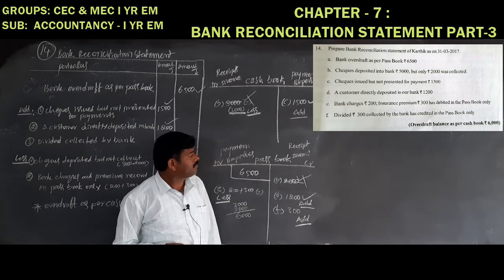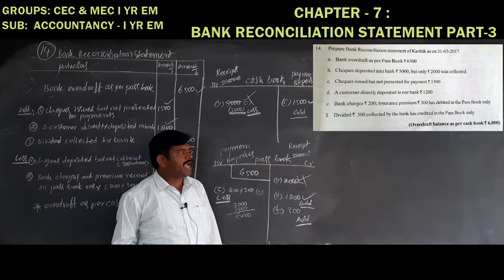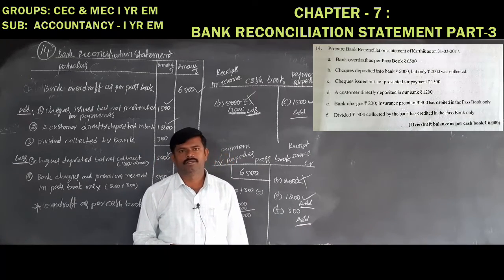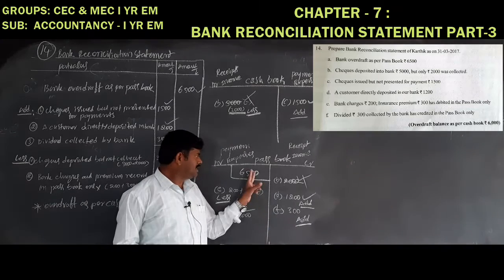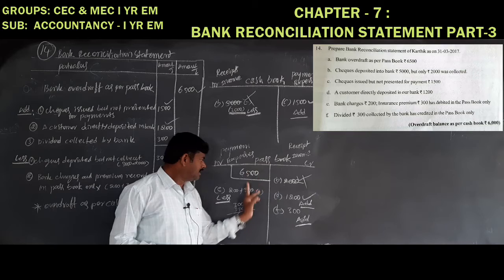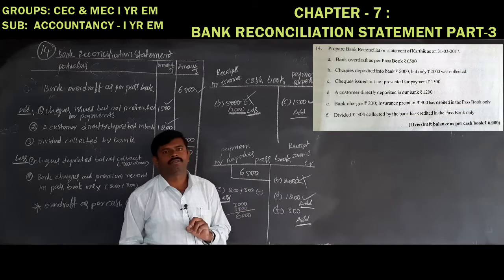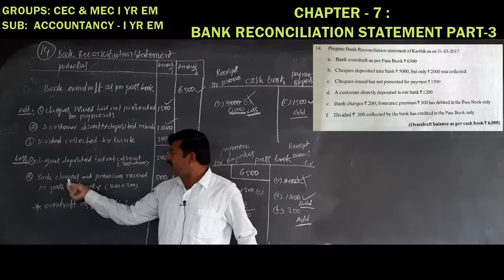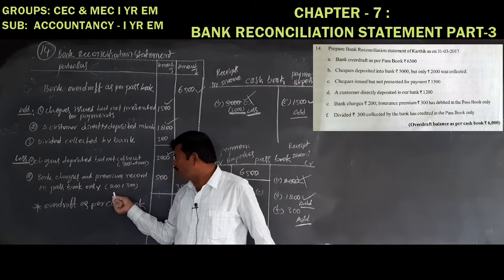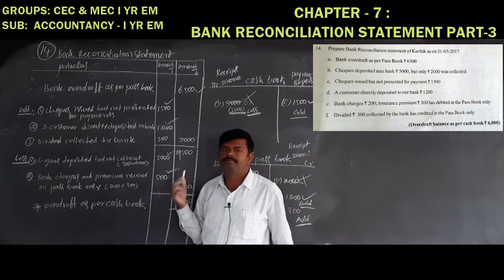Next, after D, this is the E. Bank charges and premium recorded in the passbook only. So this is on the starting point side, so it must be recorded under less items. Bank charges and premium recorded in passbook only: 200 plus 300, 500 rupees.